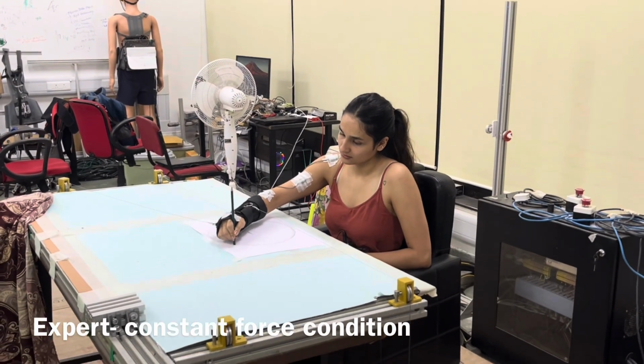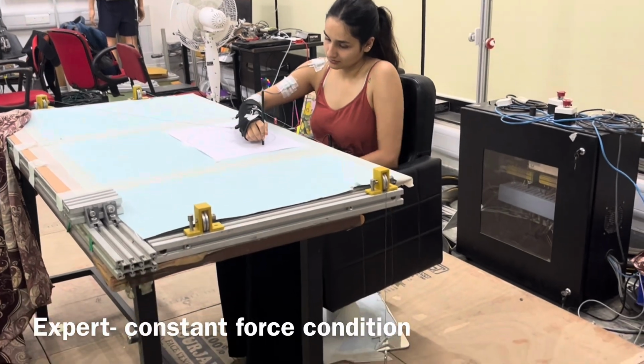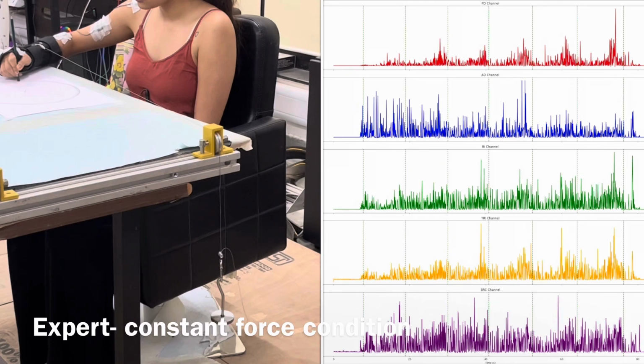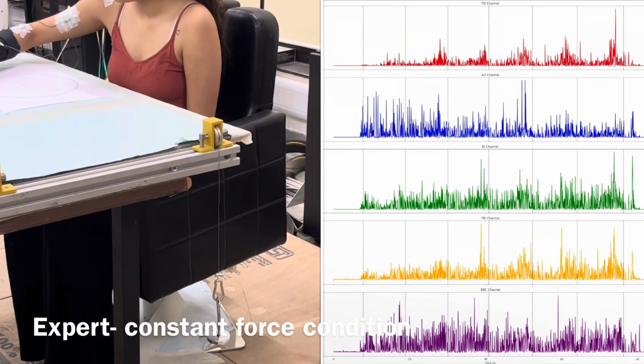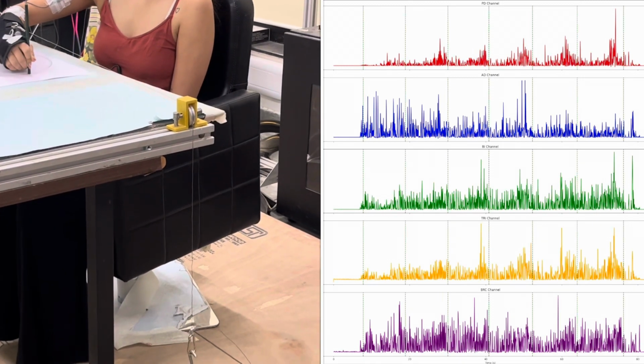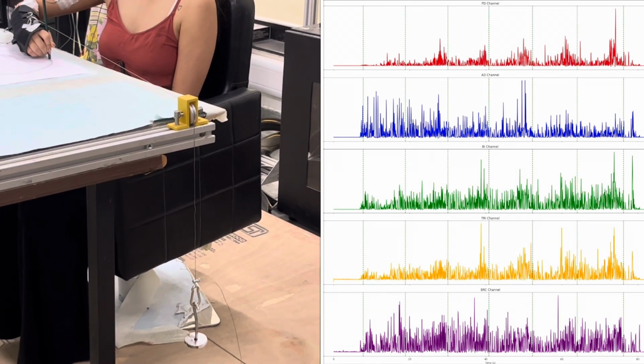Now the expert draws the circle in the same constant force condition, and we see that while there is a mild to moderate increase in EMG signals, the pattern remains smooth, meaning that the expert is predictively compensating for the constant force, and they are slightly increasing activation of muscles that oppose the external load direction.